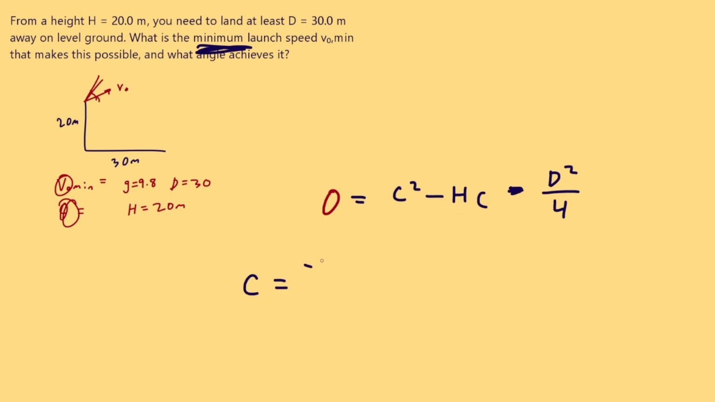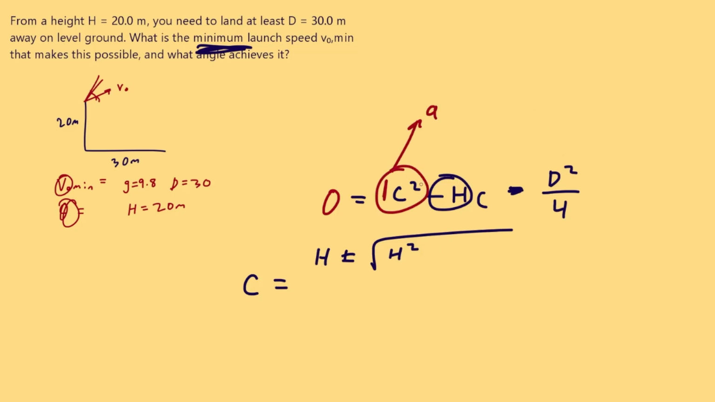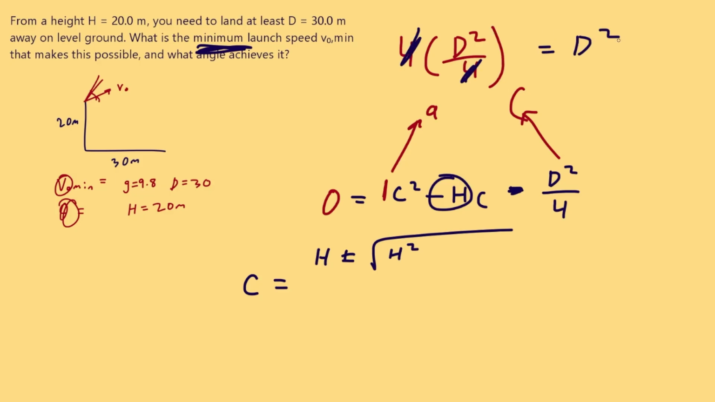C equals negative B, which would be positive H, plus or minus root. And then this would be B squared, aka H squared, minus 4AC. A is 1, the coefficient of the first term. C is this entire thing here. 4 times AC squared is simply D squared. Do you see this? We cancelled the 4.